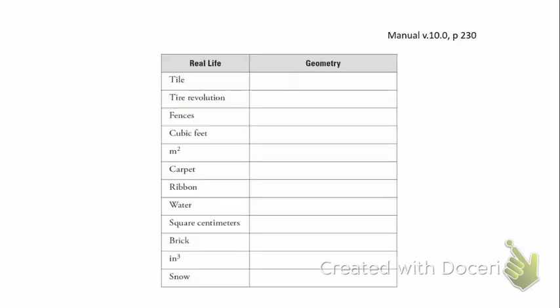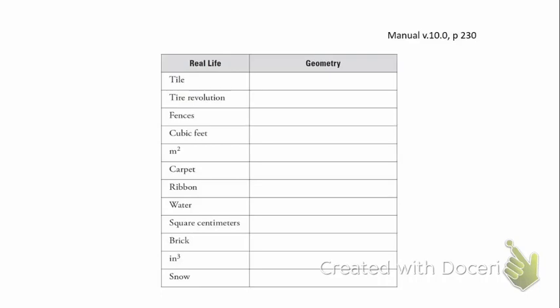I do want to go ahead and go through this page. These are common words or phrases that you find in word problems involving geometry. If you see these, it should pop in your head what you're looking for.